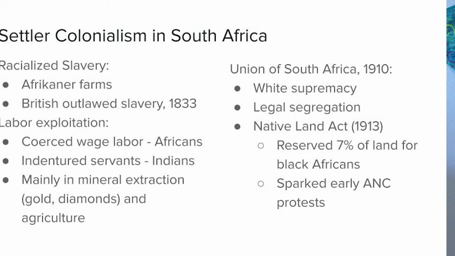Segregation was legal and was written into the law code of the Union. And the Native Land Act of 1913 set aside specific lands for Black Africans, thereby releasing the remainder of the land in South Africa for use by Afrikaners. However, the lands reserved for Black Africans were only 7% of the entire land in the country. And of course, Black Africans made up considerably more than 7% of the population.